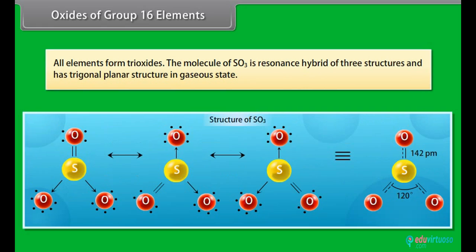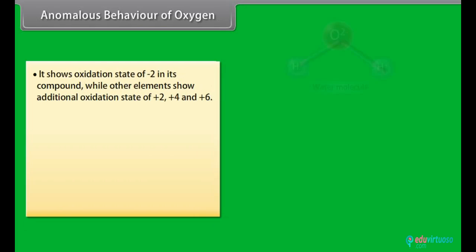All elements form trioxides. The molecule of SO3 is a resonance hybrid of 3 structures and has a trigonal planar structure in gaseous state. Anomalous behavior of oxygen. Oxygen differs from the rest of the elements in the family in the following respects. It shows oxidation state of -2 in its compounds, while other elements show additional oxidation states of +2, +4 and +6.